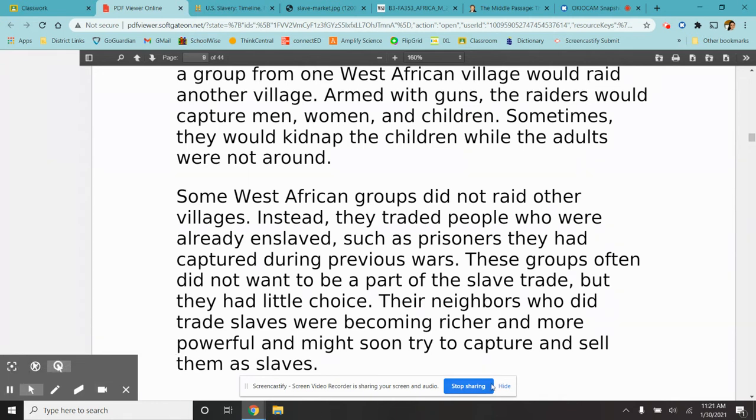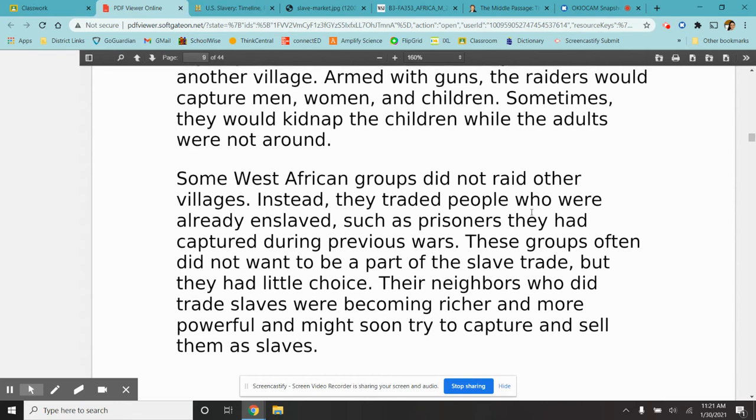So it all came down to money. If one group was going to become richer by getting guns and having that extra power over another village by having the weapons, the other groups are going to try to follow suit as well, kind of keeping up with the Joneses, as the colloquialism goes.